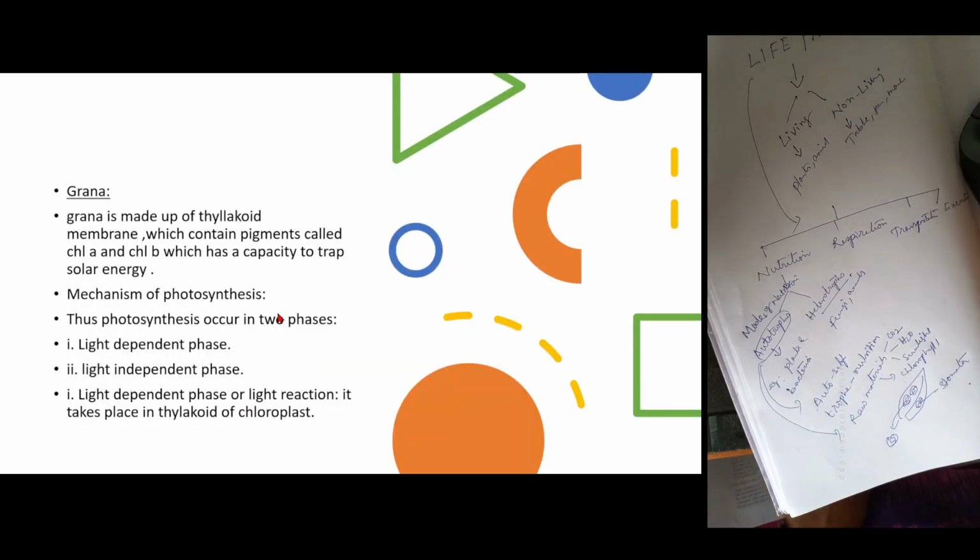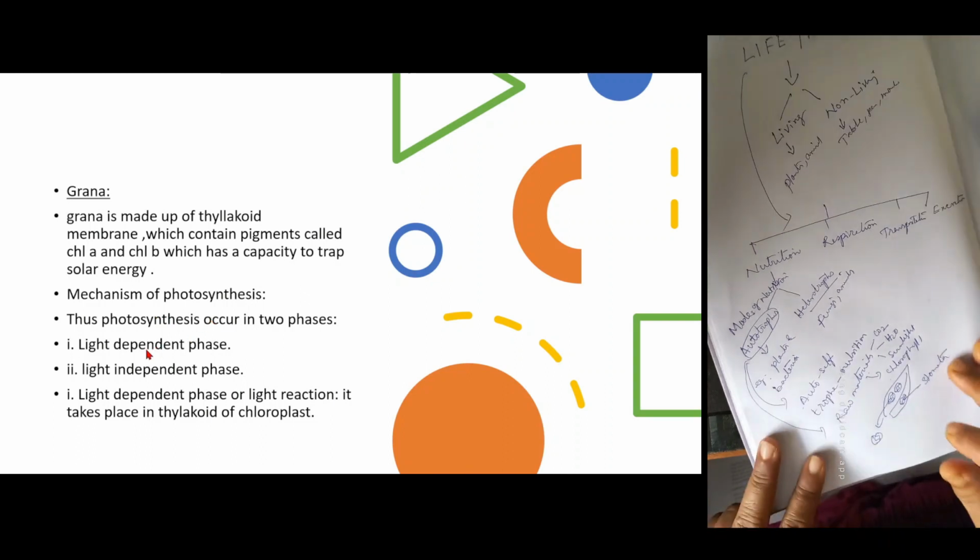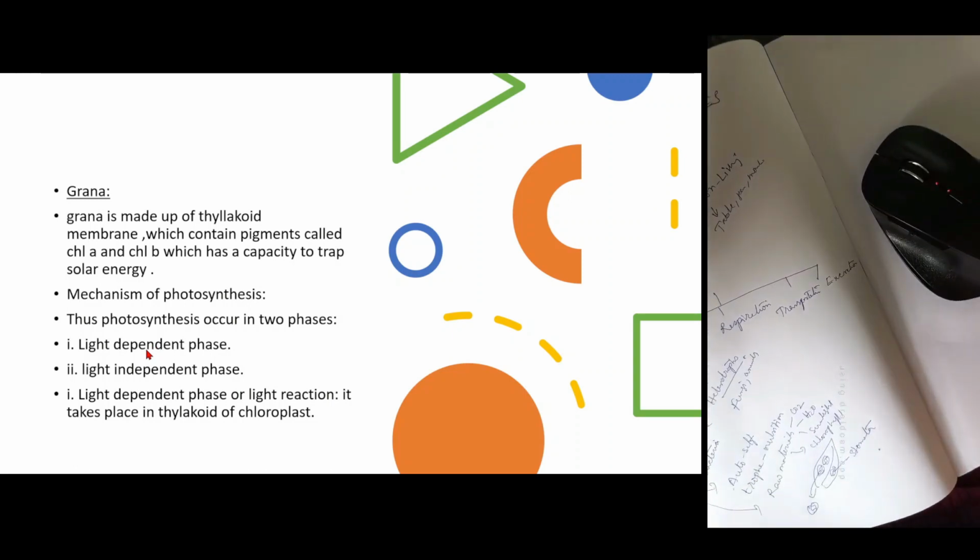Next, grana. What is the main function of the grana? Grana is made up of thylakoid membrane, which contains the pigments called chlorophyll A and chlorophyll B, which have the capacity to trap the solar energy. What is the mechanism of photosynthesis? How is the photosynthesis taking place? If you will see, it is of two processes.